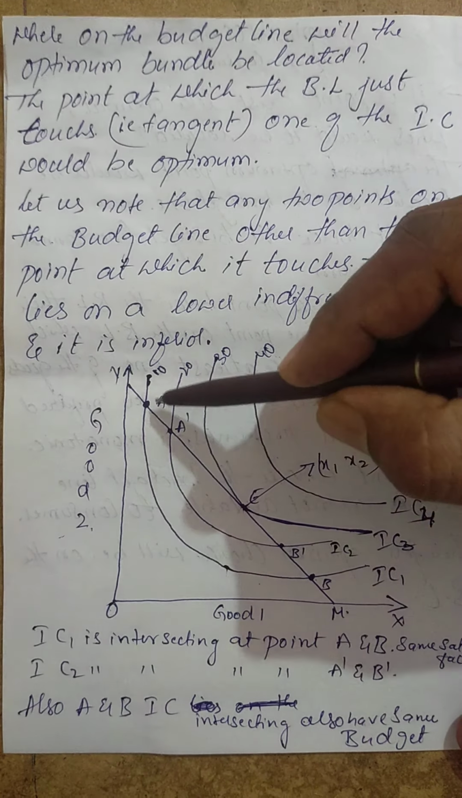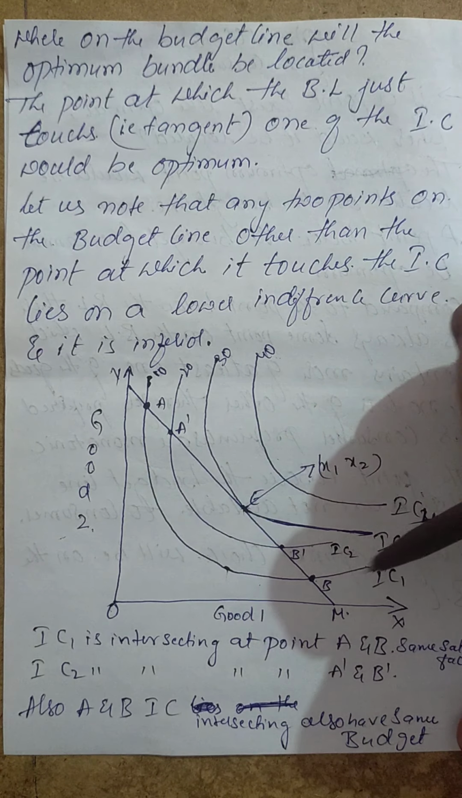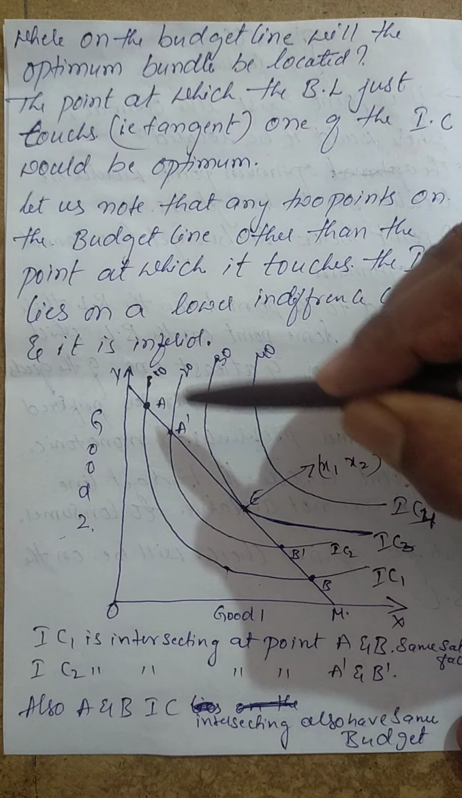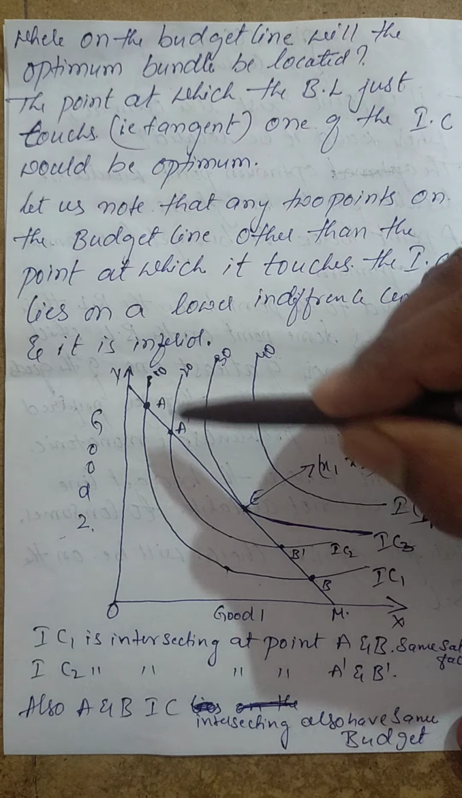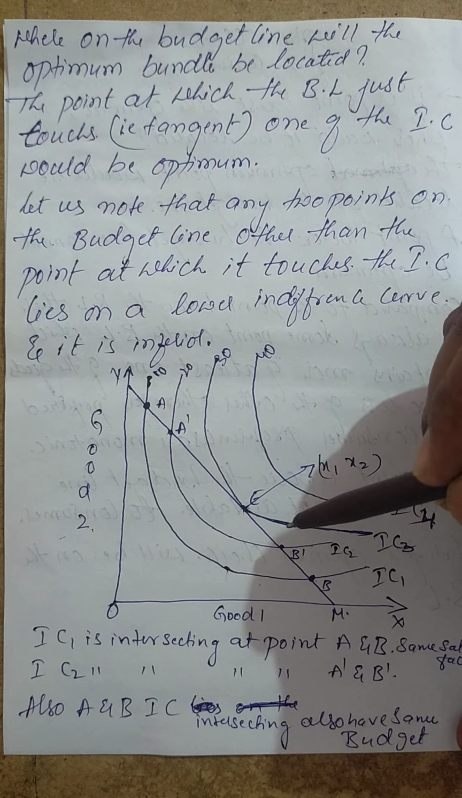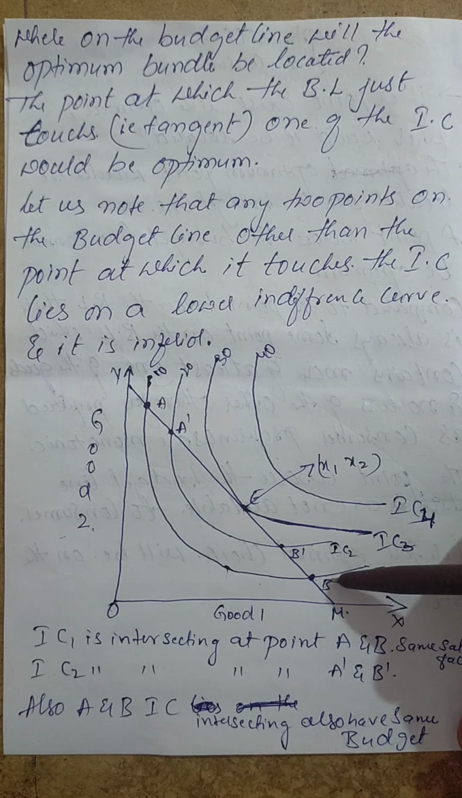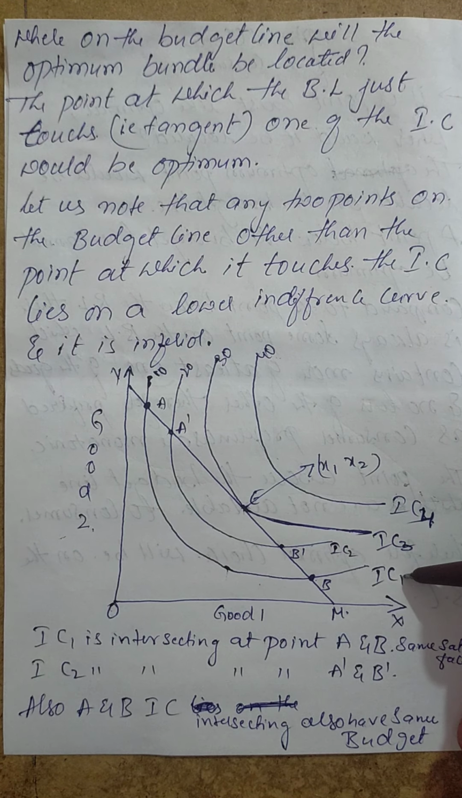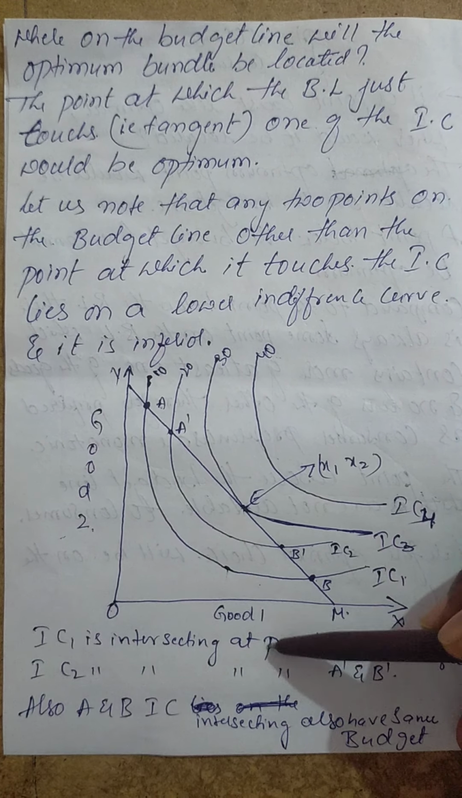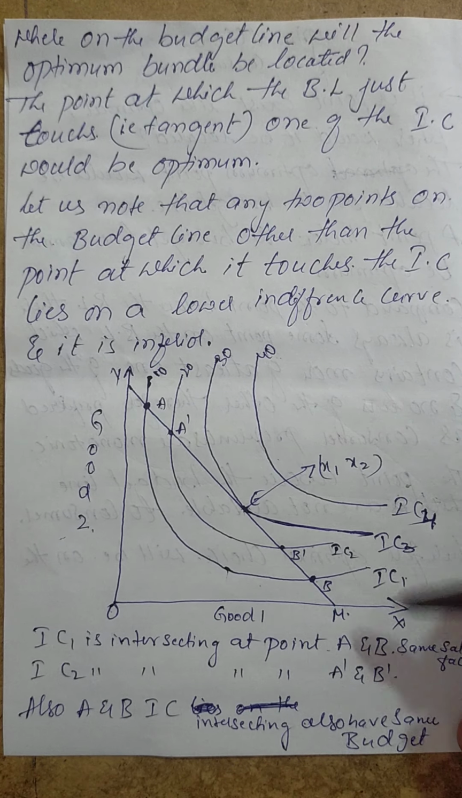So now, whichever indifference curves we have drawn, like IC curve 1, IC curve 2, IC curve 3 and 4, where the budget line crosses or meets them are the combinations of purchase. That means A and B, which are on IC curve 1. See, IC1 is intersecting at points A and B, the same level of satisfaction is obtained, isn't it?